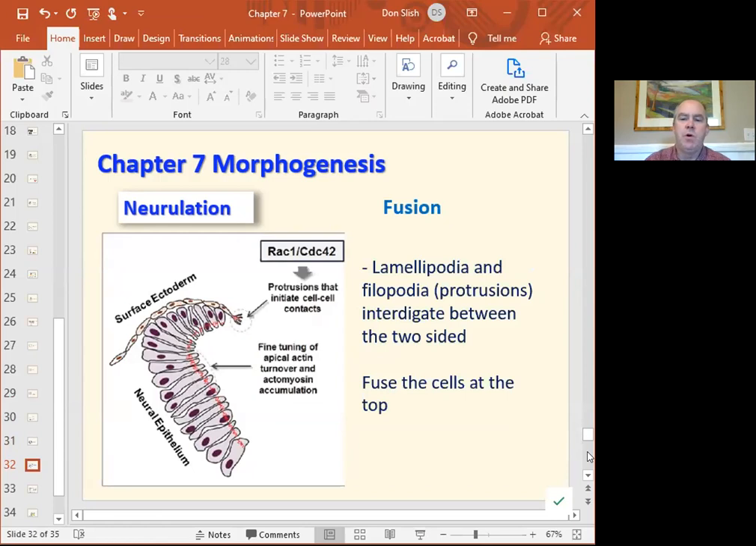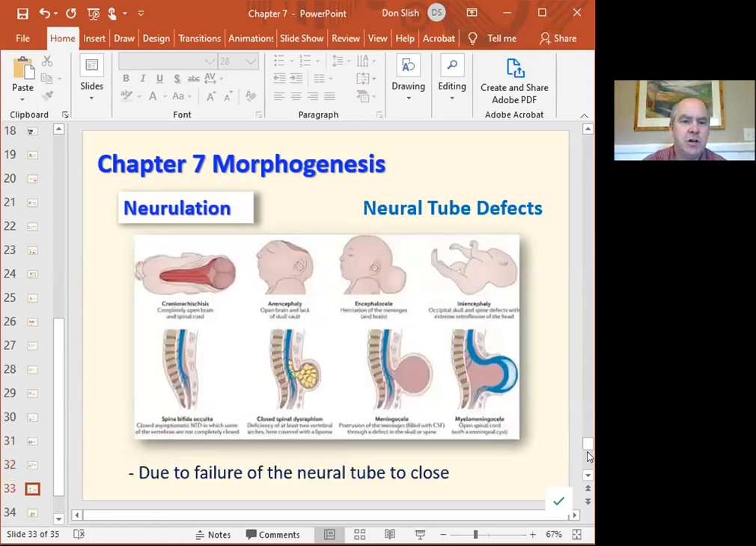Children can be born without neural tube closure, and that's called neural tube defects. You can see a series of them here on slide 33. I suggest going by this one pretty quickly. It's kind of gross. But they're all somewhat debilitating, but some are worse than others.